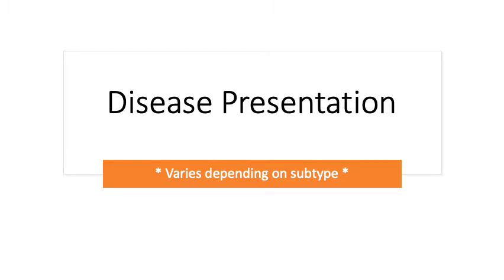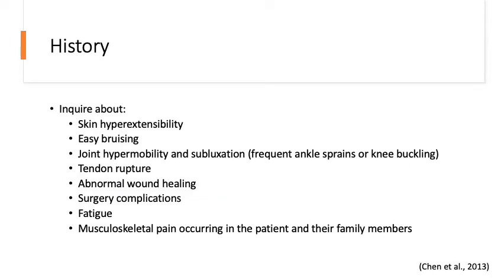Disease presentation can vary depending on the subtype, although there are some overlapping symptoms. Taking a patient's history, it's important to ask about these general symptoms. EDS is often underdiagnosed, so it's important as a provider to dig a little bit deeper when patients present with the following history to give clues for this underlying genetic disorder.